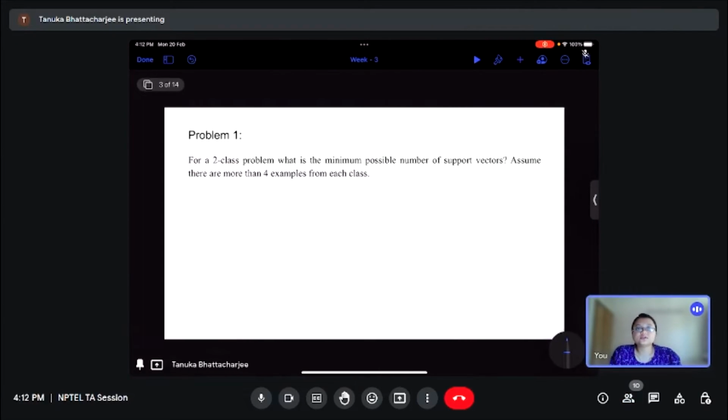Another point also is the support vectors are basically the closest points from each class to the decision surface. So at least one point will be the closest from each class. So at least 2 support vectors will be there if you have a 2-class problem.